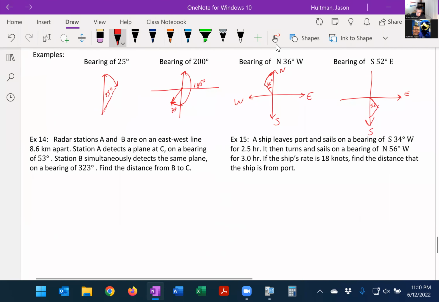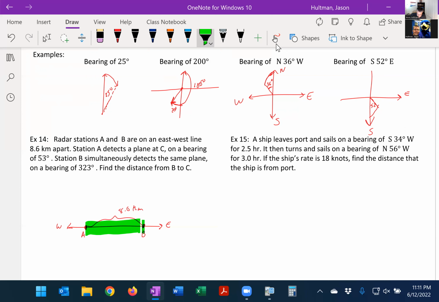So let's do a couple examples using this. Radar stations A and B are on an east-west line. Okay, well, that's good. So this is west over here, and this is east. Stations A and B are on an east-west line, and they're 8.6 kilometers apart. So 8.6 kilometers. Maybe I'll highlight that. That's 8.6 kilometers right there.